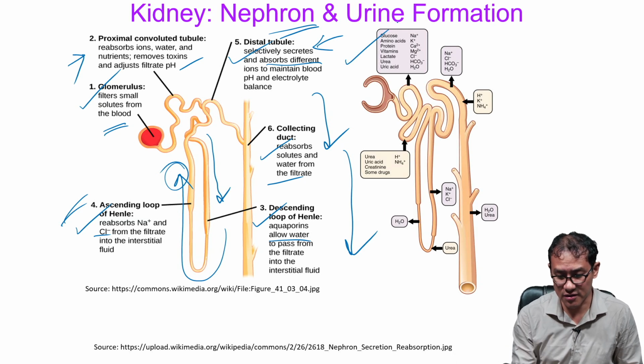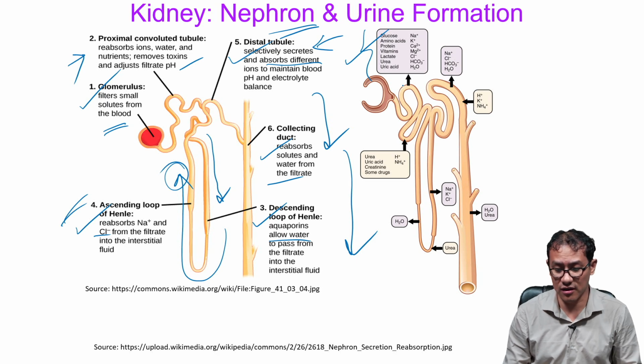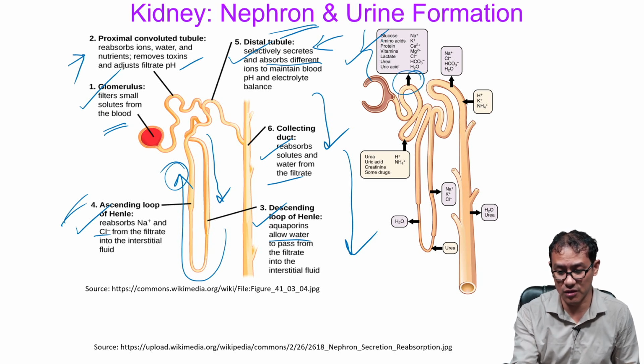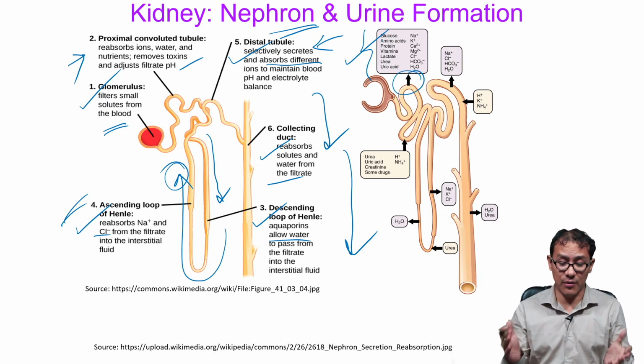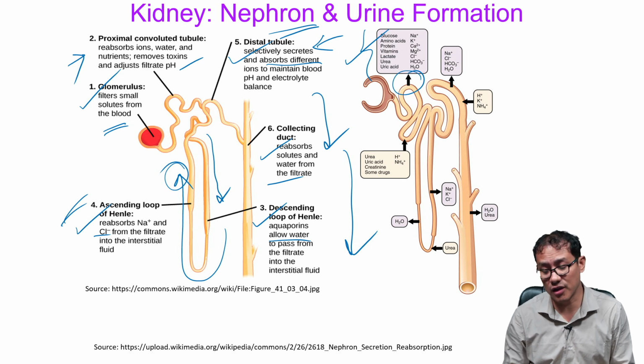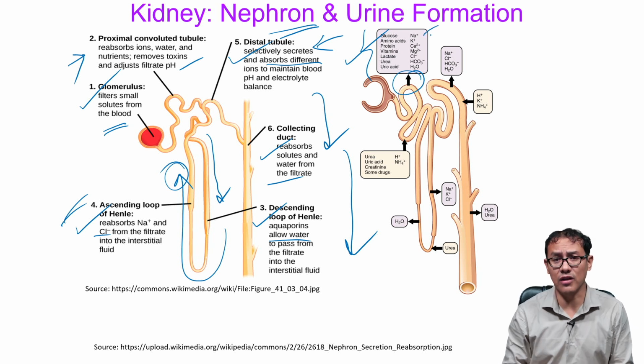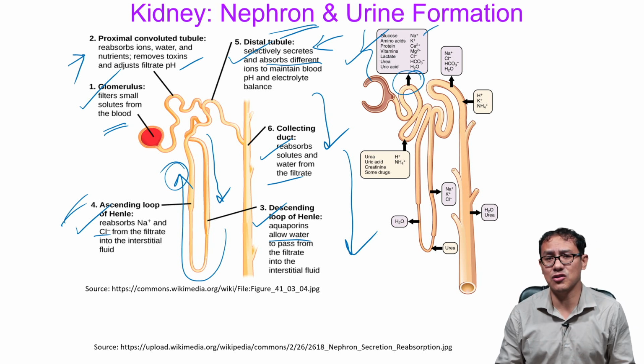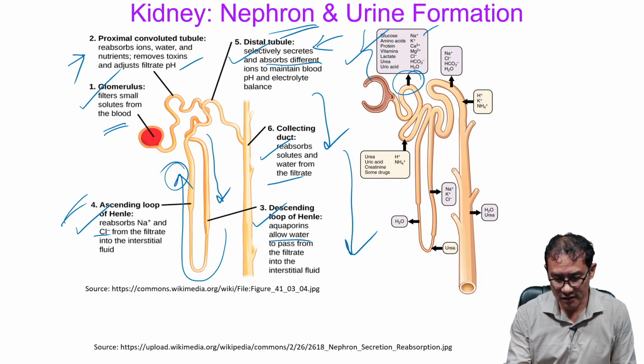Similarly, these are the different things which are reabsorbed or excreted in the PCT, for example glucose reabsorption, amino acid reabsorption, vitamins, lactate, urea, uric acid. These are the different electrolytes. So, maintenance of electrolyte concentration balance is also an important part of the kidney, and a similar thing happens in the PCT.